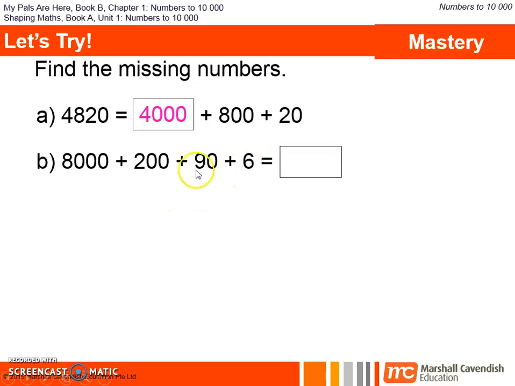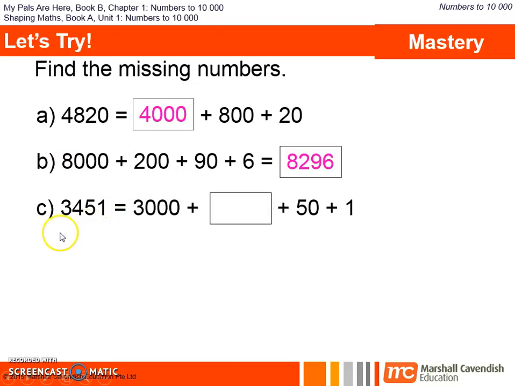So now it is the reverse. You have all the values here and you are trying to find out what the number is. So what do you think when you add 8000 with 200 with 90 and with 6? So that's 6 ones, 9 tens, 200s and 8000s. Did you say 8296? Well done.